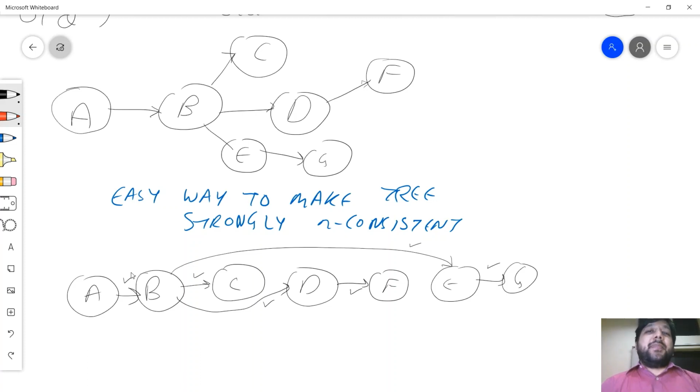Making each edge consistent is d square, and in all you have n nodes to visit. So that's how you can make the graph edge consistent with each one of them. Now it turns out that if it's a tree, this is the output of being strongly consistent.